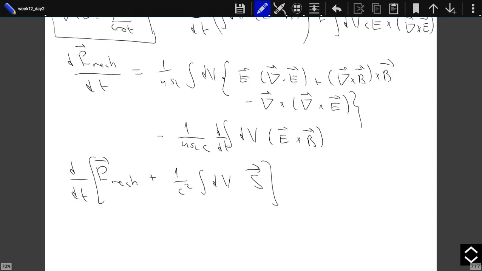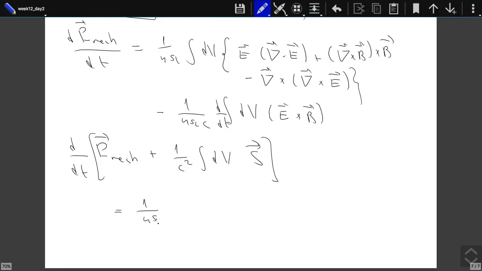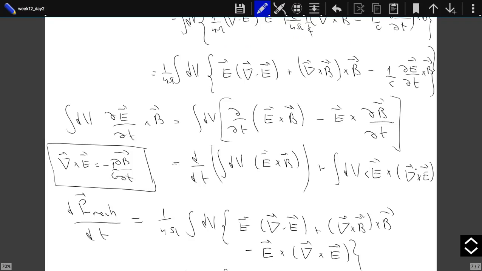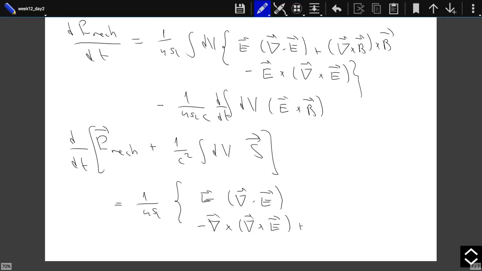This is equal to 1 over 4 pi, E times the divergence of E, plus or minus the curl of E, plus, no, B. No, this is not the curl, this is E. E cross the curl of E. Plus or minus B cross the curl of B.